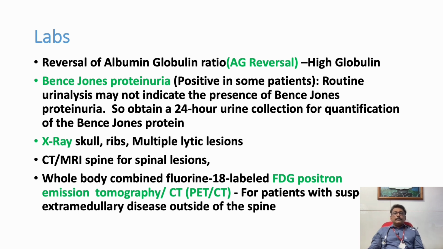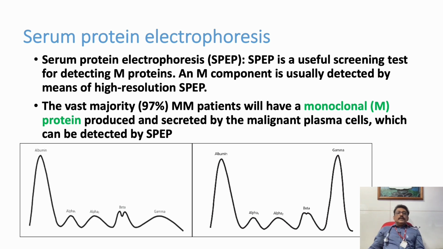FDG PET scan is very important. FDG PET is a very important investigation in diagnosing extramedullary disease outside the spine. You can see spine involvement in the X-ray itself, and you can do bone marrow to find out whether the bone marrow is involved with multiple myeloma cells. But FDG PET can pick up the extramedullary involvement of this disease.